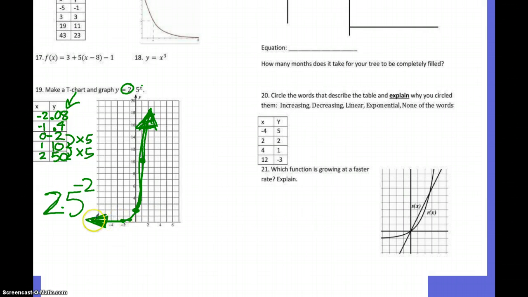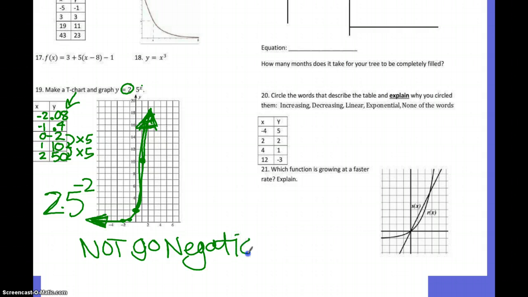So we know that out to the side, it does not go negative. So here we know that the numbers are just going out to the side. It's getting closer to 0, and then up here it's getting higher and higher because it's multiplying by 5.